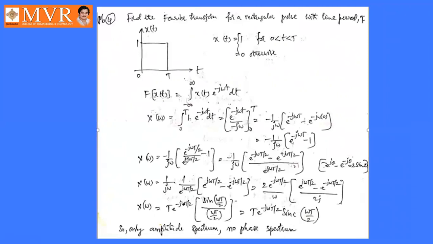Then we will see the Fourier transform of the rectangular pulse also. So this is about the second unit, about Fourier series and Fourier transforms.